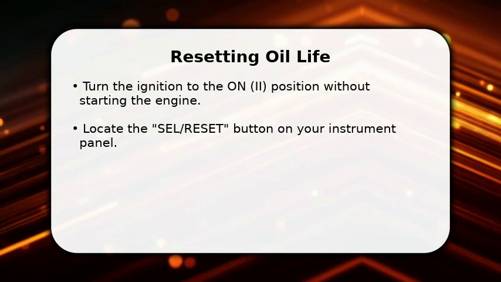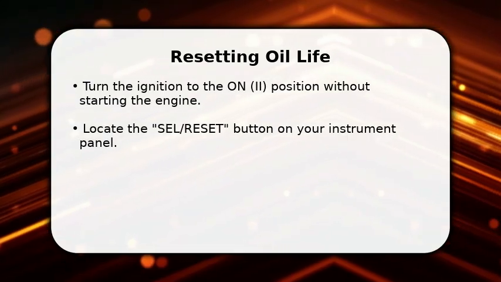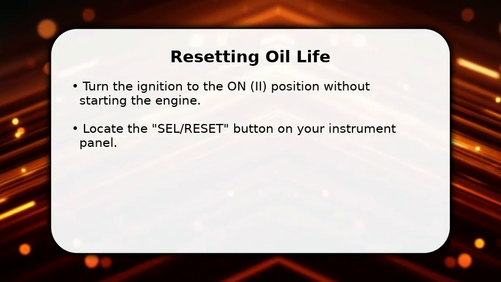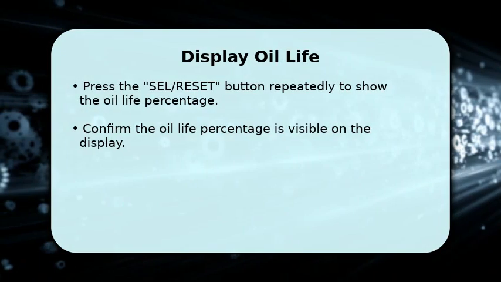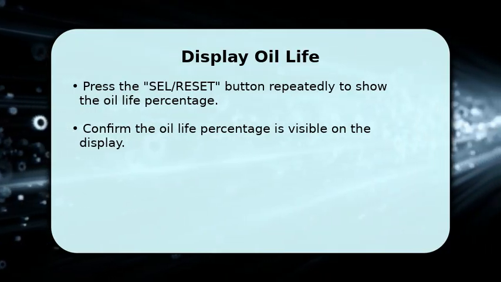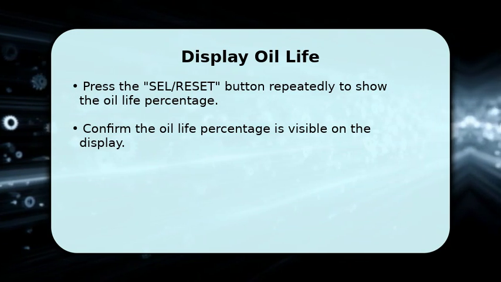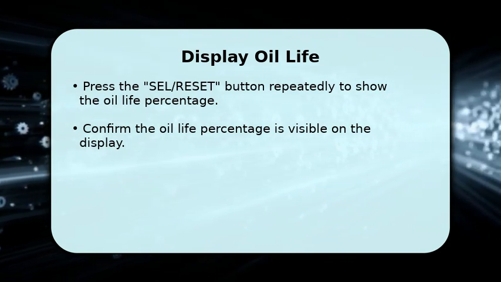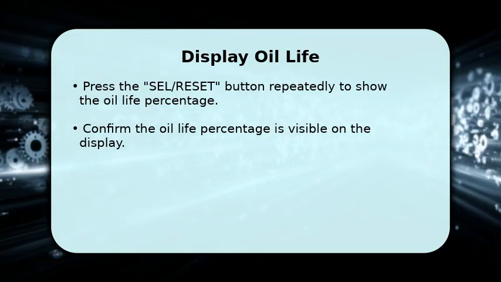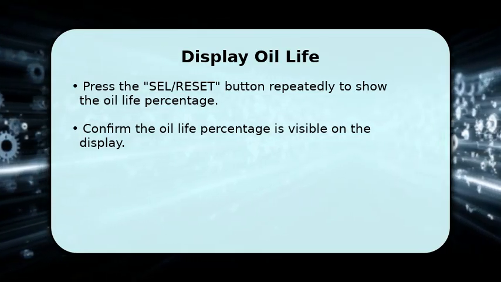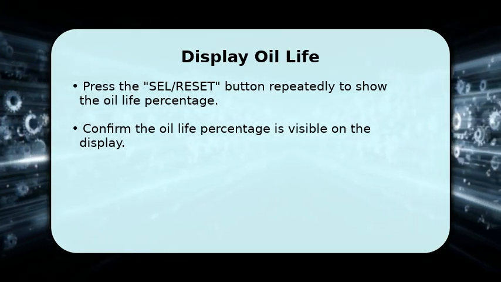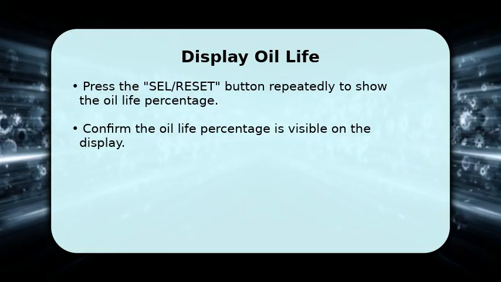Next, find the Select/Reset button, typically a small stem or button on your instrument panel, often near the speedometer or fuel gauge. Once the ignition is on, repeatedly press the Select/Reset button. Continue pressing until the display shows the current engine oil life percentage. This indicator will typically show a number like 15% or 5%, indicating it's time for an oil change. Make sure this percentage is clearly visible before proceeding to the next step.